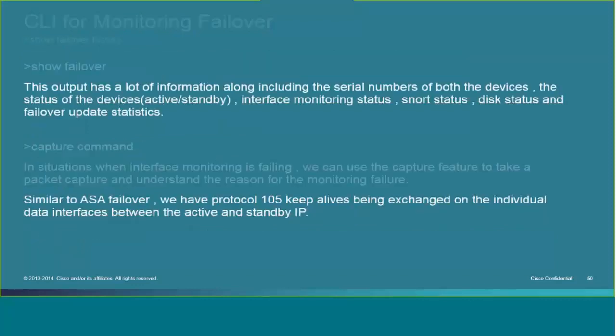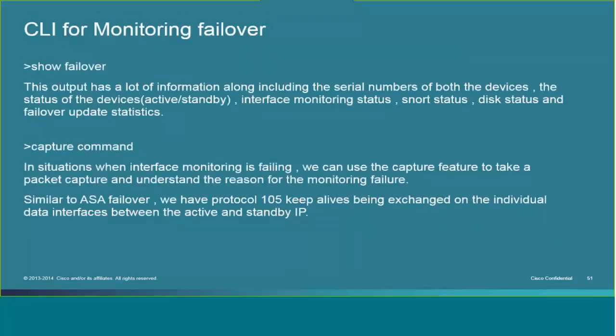Then the other output is the show failover output. This is like the mother of all outputs because it will have each and everything enlisted in it: the serial numbers, the status, the interface status, how the interface monitoring is, whether normal, waiting or failed. So all those things will be shown under show failover. It also has the Snort and the disk status along with the update statistics of the stateful failover link.